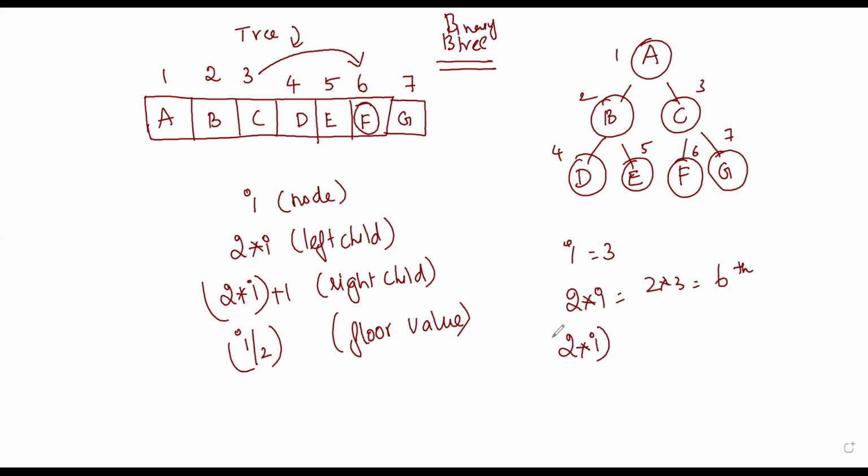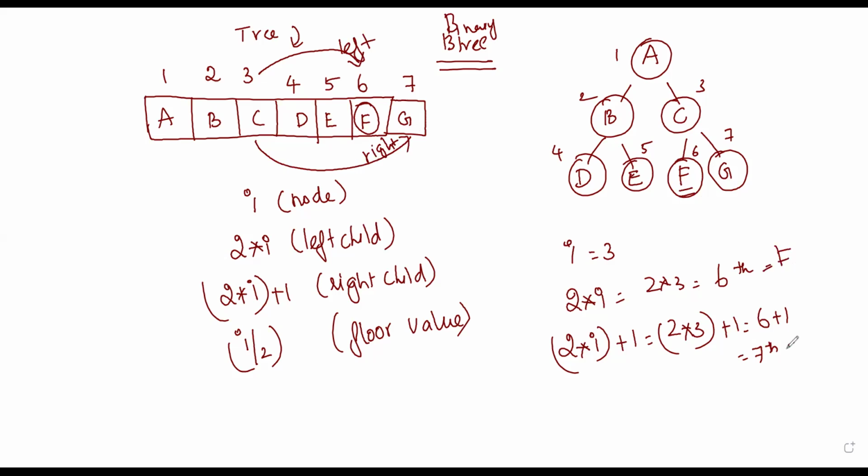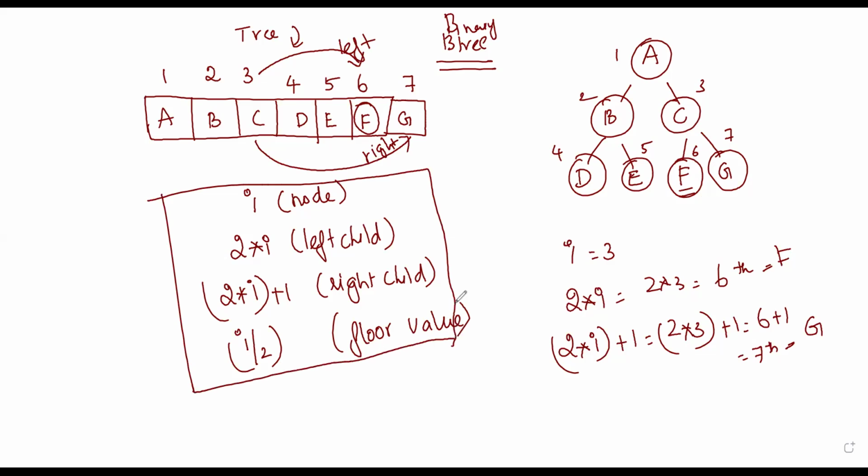2 star I plus 1, which is 2 star 3 plus 1, is 6 plus 1, equal to 7. The 7th position value is the right child of 3. This is the left child and this is the right child. So the 6th position element is F and the 7th position element is G. In pictorial representation, F and G are the left and right child of C. But in array representation, you have to use this formula to find which positions its left and right children are available at.